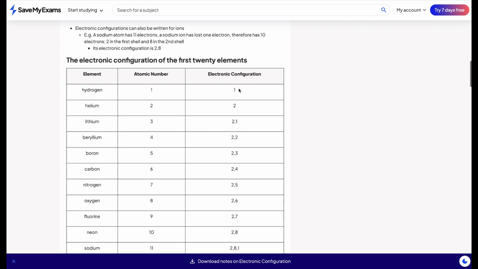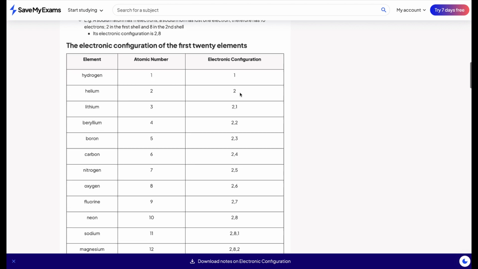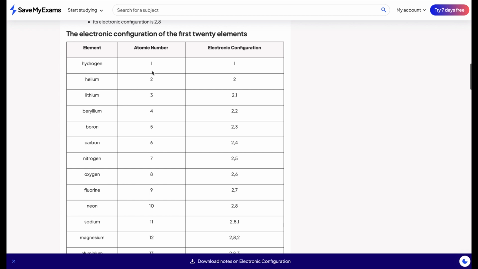Now the electronic configuration, which is what I want to show, is here: the atomic number and the corresponding electronic configuration. Hydrogen is 1, and the electronic configuration is 1. Helium is 2, and the configuration is 2. When we get to lithium, the first shell will hold 2 electrons, and the remaining 1 goes in the second shell. If you have beryllium, you have 2, 2. If you have boron, you have 2, 3.